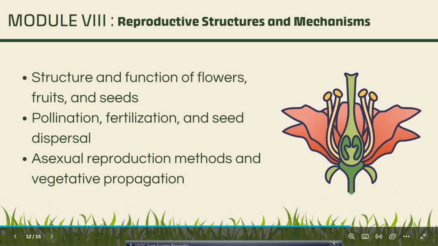Now next is module 8, the reproductive structure and mechanism. Plants also need to grow and reproduce. So we will first be studying the basic reproductive structure, how the plants reproduce, and different methods of reproduction. So the structure and function of flowers, fruits and seeds. Flowers are the reproductive organs of the plants. So we have to study about the flowers, then fruits, then seeds. Pollination, fertilization and seed dispersal. Asexual reproduction methods and vegetative propagation. So these are the major things we will be discussing in the reproductive structure and mechanisms.